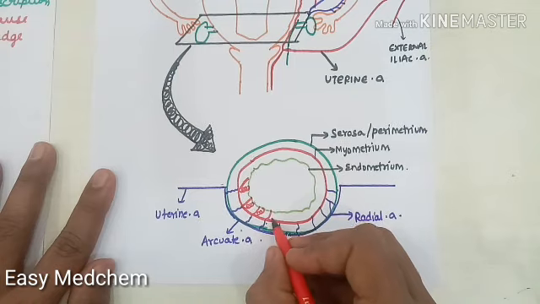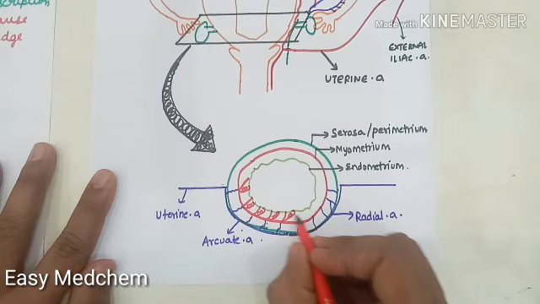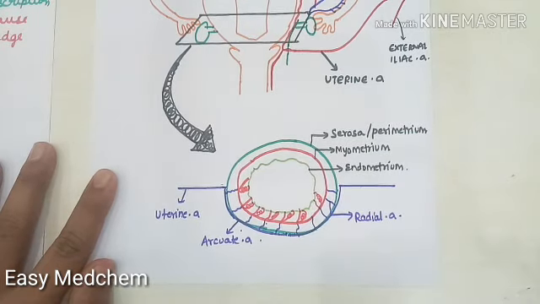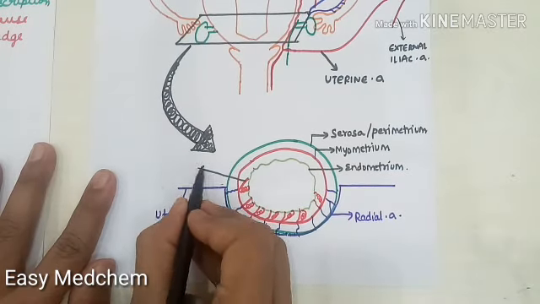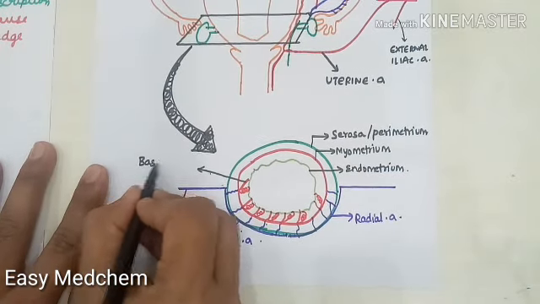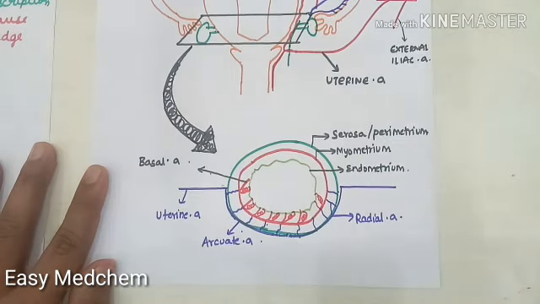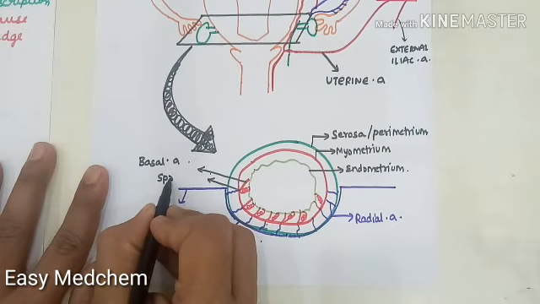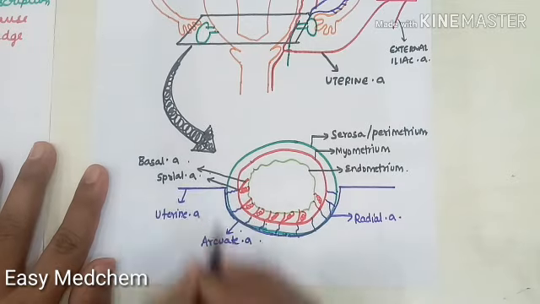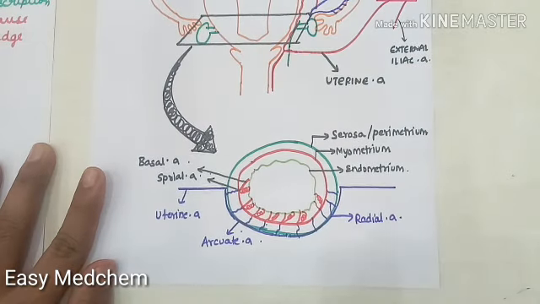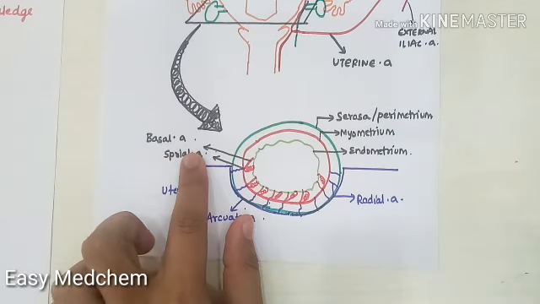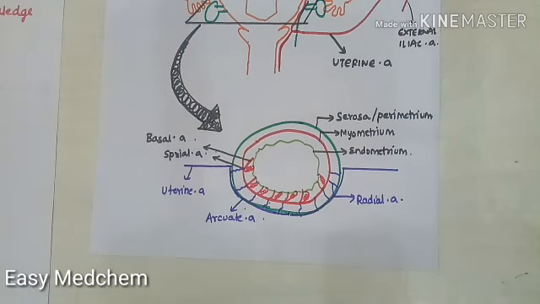The two terminal branches of the radial arteries are the basal artery and the spiral artery. So this one, the straight one, is the basal artery, and this spiral one is the spiral artery, which is the branch of the radial artery. At the menstruation, these spiral arteries are responsible for the endometrial changes in the uterus, not the basal artery.